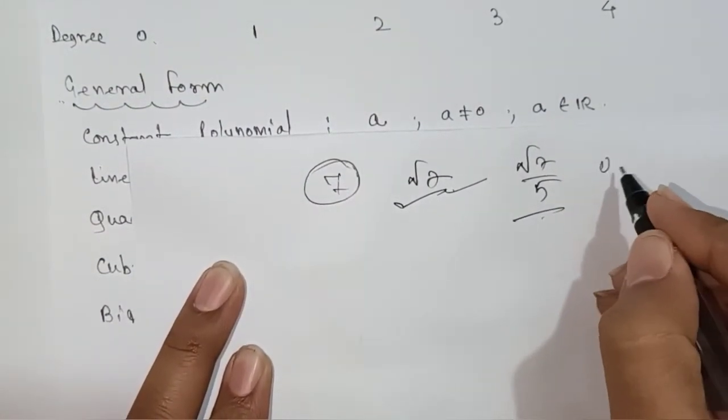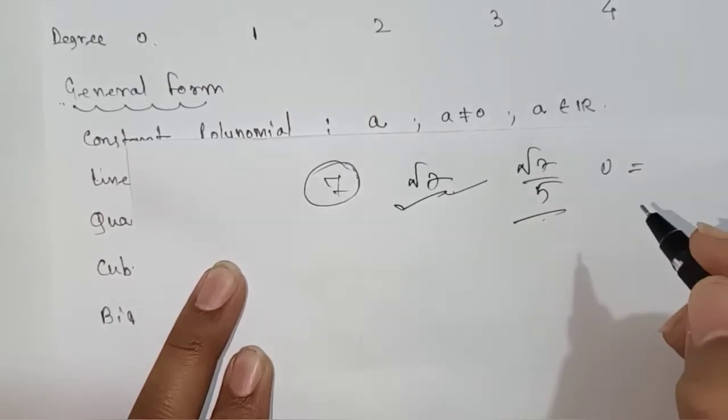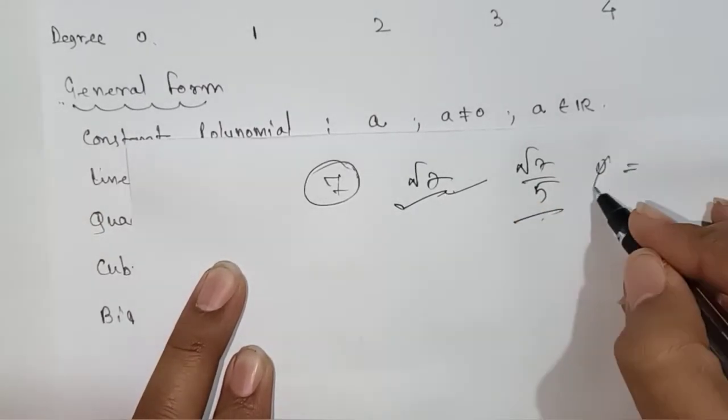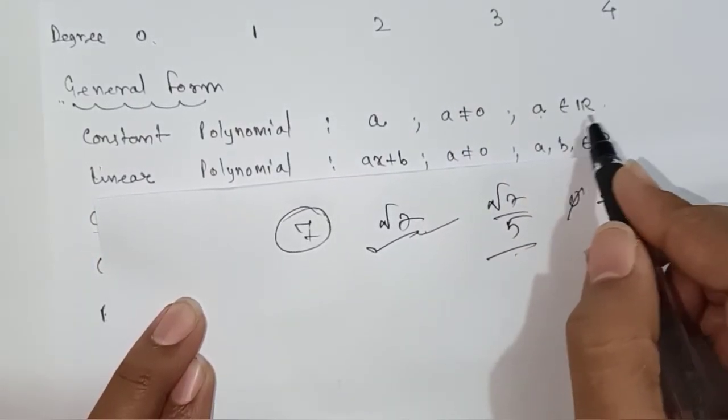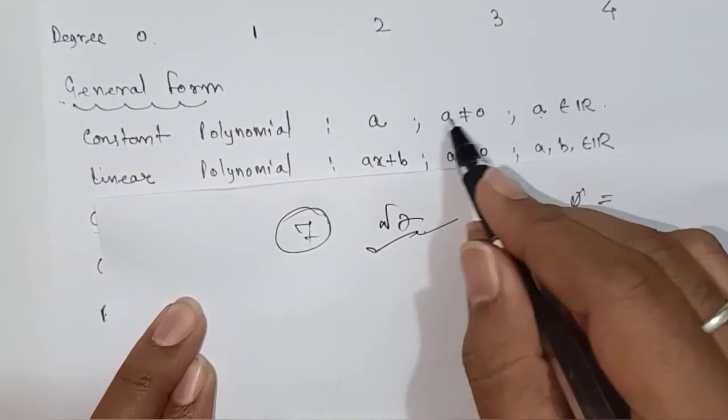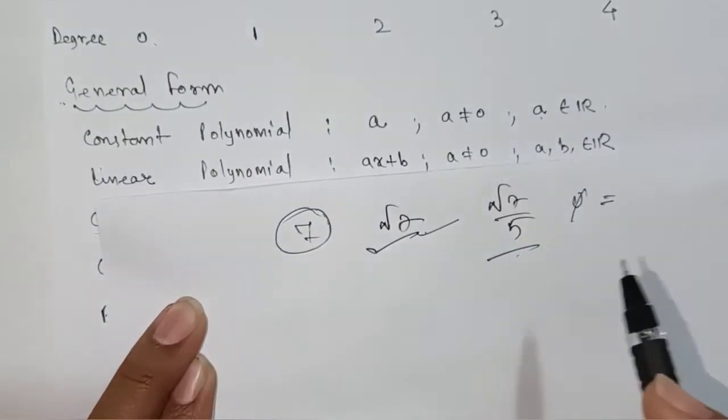And if I take 0, no, 0 is a zero polynomial, not a constant polynomial. Remember, except 0, whatever real number, here already we have mentioned A belongs to a real number. That means A can be anything, but A should not be 0. Then it is a constant polynomial.